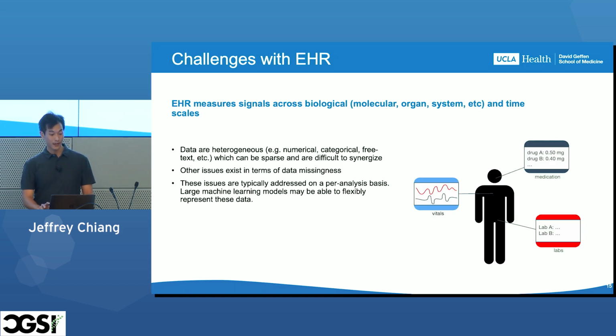So coming back to the electronic health record, the EHR measures signals across multiple biological and time scales, as we've talked about throughout the week. These data are heterogeneous. They could be sparse. They're not missing at random. They're difficult to synergize and harmonize with each other. And prior to larger AI models, these were typically addressed on a per-analysis basis.